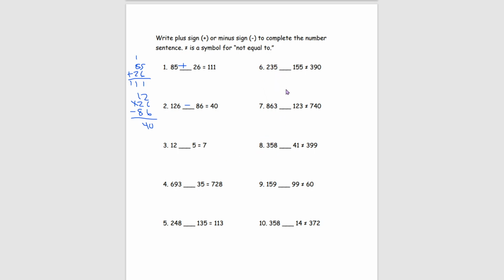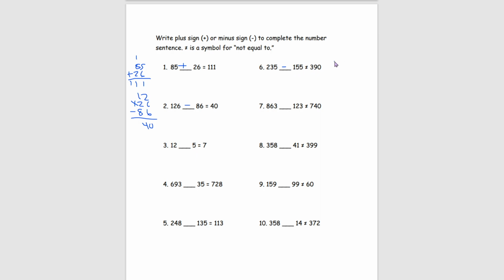Moving over to this side, we have 235 blank 155 does not equal 390. Looking at this number, we know that 235 is less than 390. This time, we don't want it to be equal to 390. Since we already know it's less than, if we were to add these two numbers together, it would get us 390, which we don't want. So this time, we're going to be using subtraction instead to make sure our number is not equal to 390.